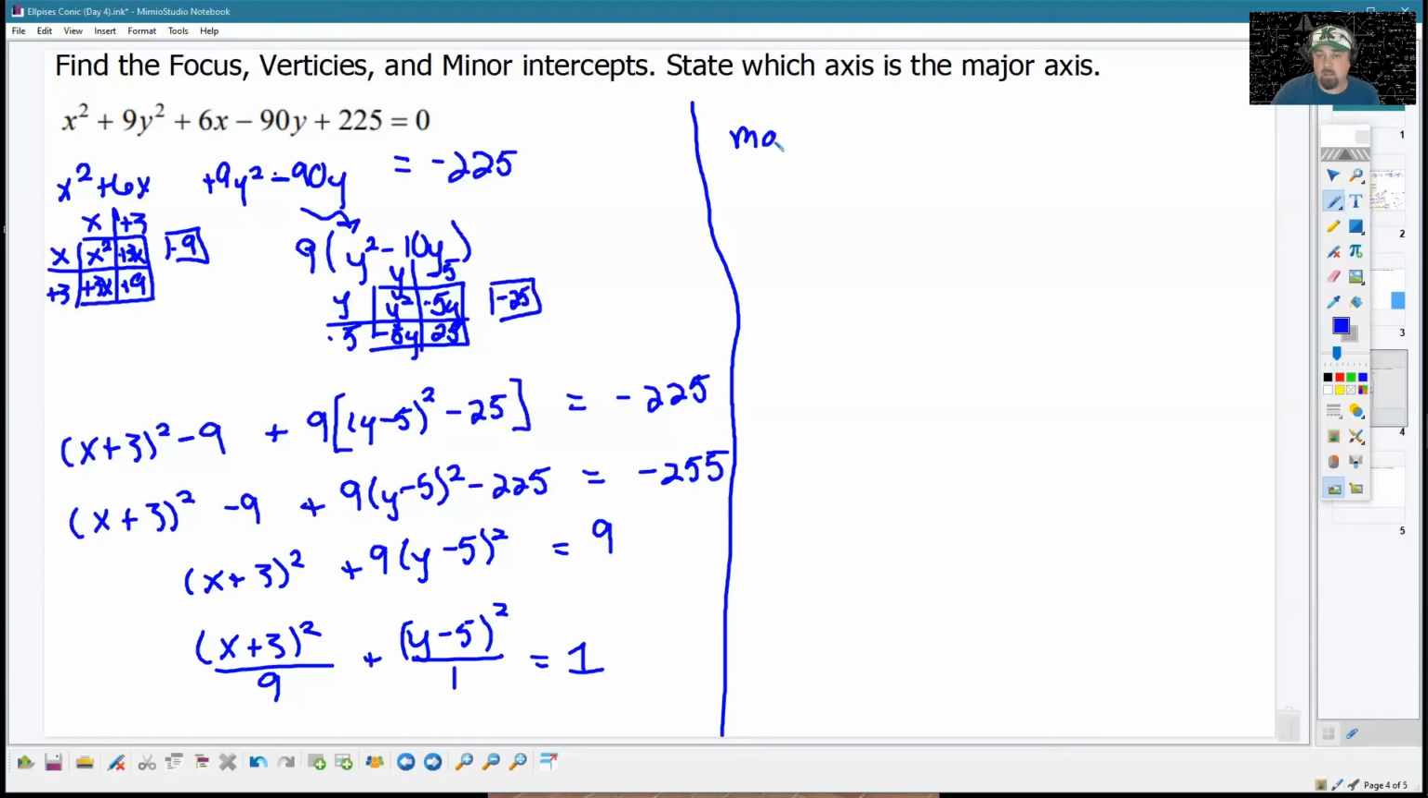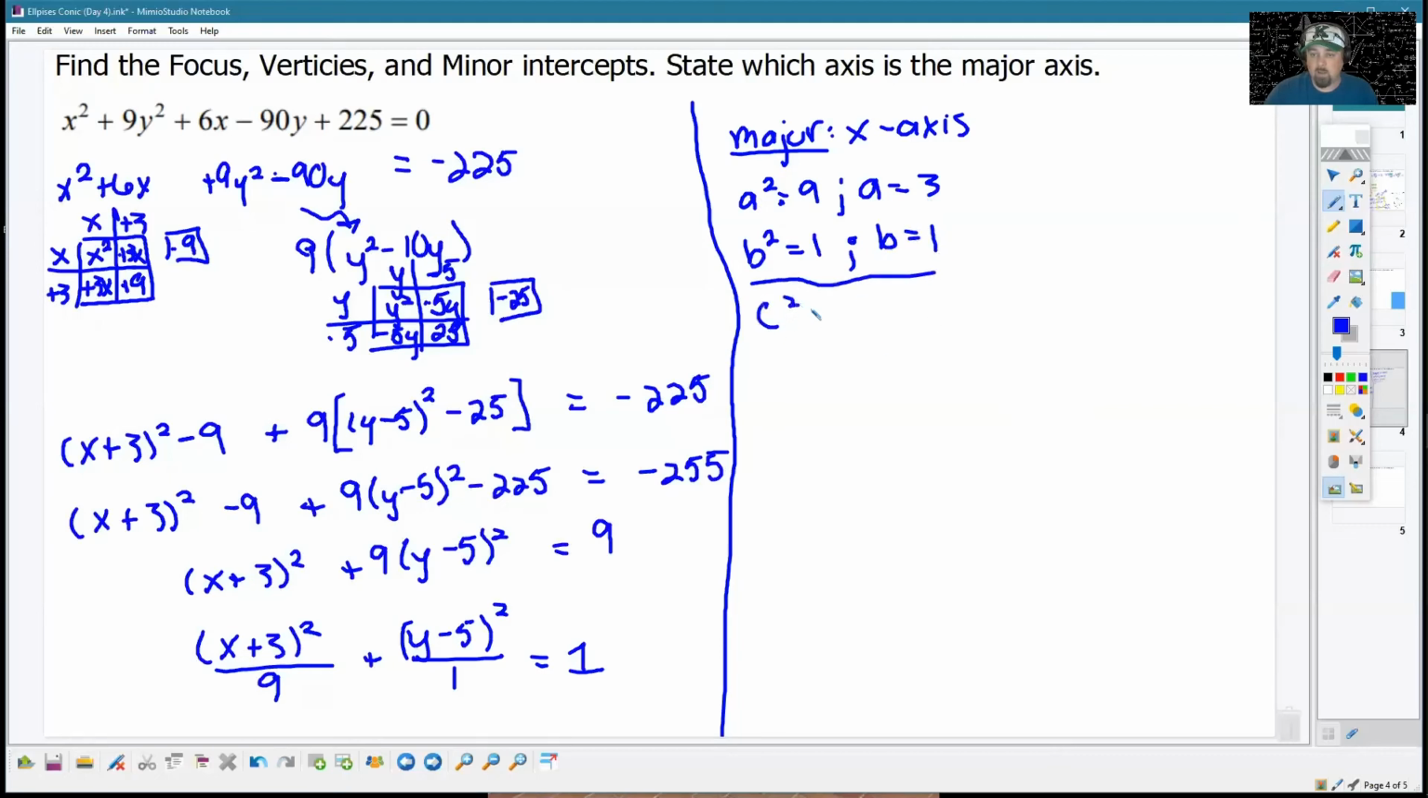So let's go through and pull information from this part. So the major axis is going to be the x this time because this is bigger. It's going to be the x-axis. So that means, since this is major, our foci and vertices are going to be on the x-axis. So when we do this, let's ignore these transformations and then come back for them. So a squared is 9, so that means that a is going to be 3. B squared is 1. So that means b is 1.